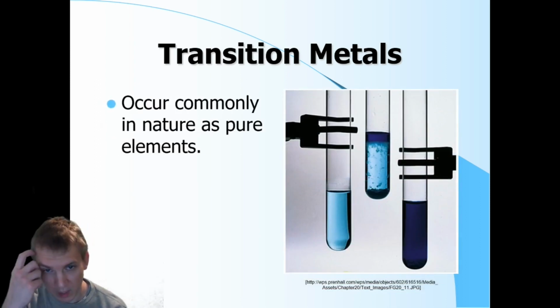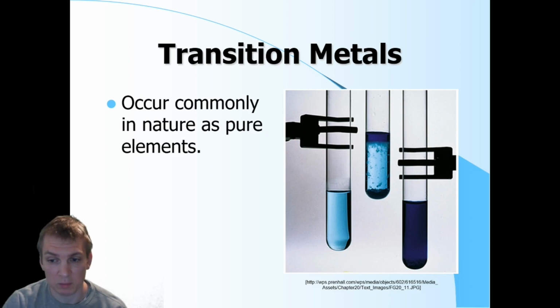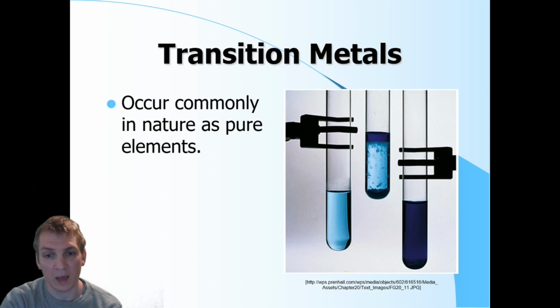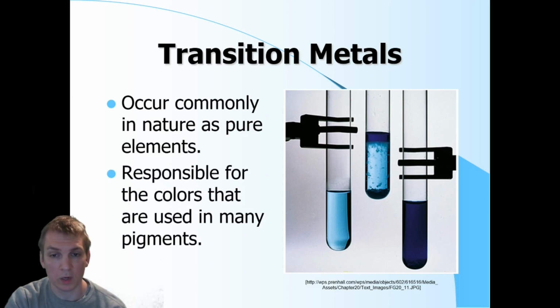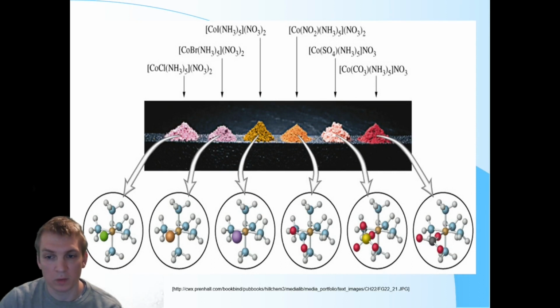Transition metals occur commonly in nature as pure elements. We can find them sometimes mixed in with rocks and things like that, and we just have to break them apart to free up the metal. For instance, here in Minnesota, we have the Iron Range where we can actually break apart a lot of the rock and extract iron from that in its raw form. So they do occur in nature pretty often. They are also responsible for the colors that are used in a lot of pigments. When we talk about ink or pens, they contain a lot of the metals that are part of the transition metal family.